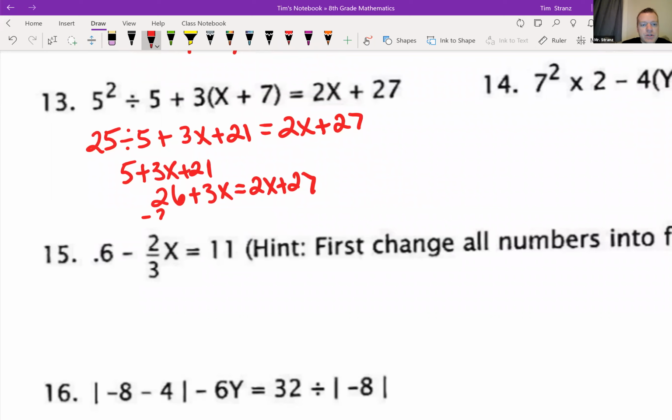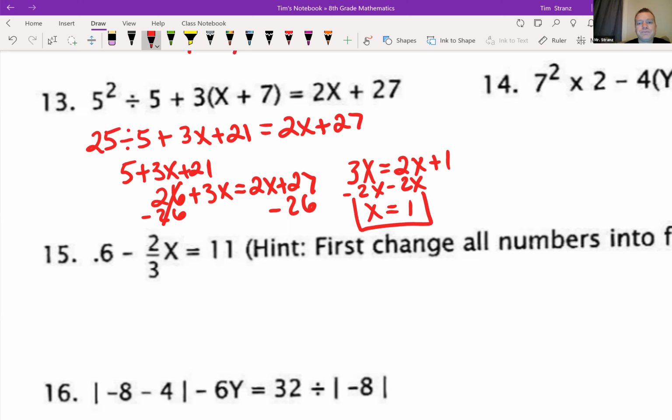Okay, I'm going to subtract my 26 on this side, subtract 26 over here. I'm left with 3x equals 2x plus 1. I'm going to subtract 2x, x equals a positive 1.